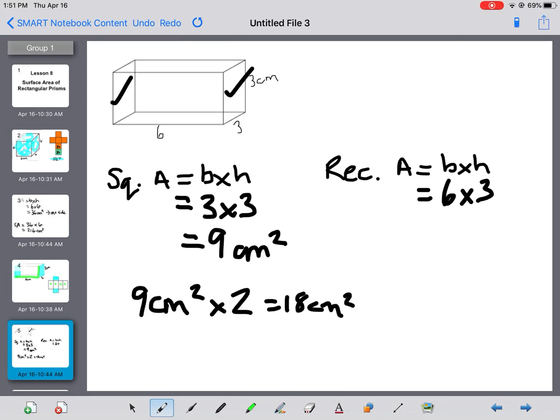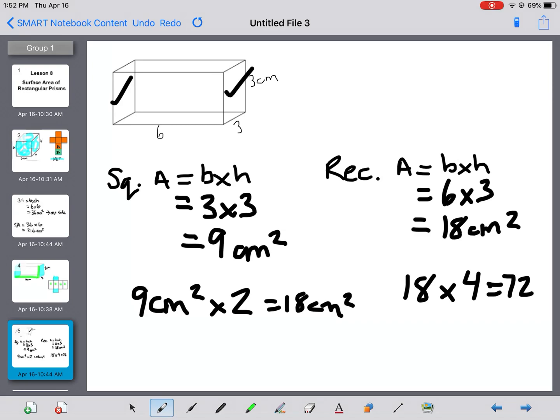Okay, so we follow our formula again. Area equals base times height. We do 6 times 3. We end up with 18 centimeters squared. But now we have to remember that we have 4 sides. So we take our 18, we multiply it by 4, we get a 72. I'm out of space, but assume centimeters squared.